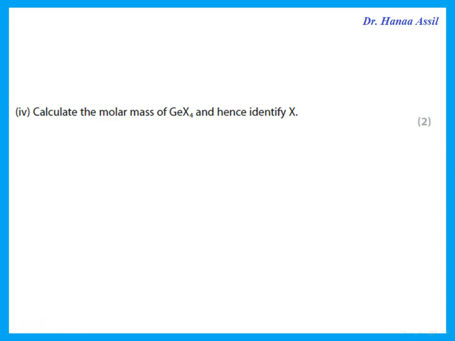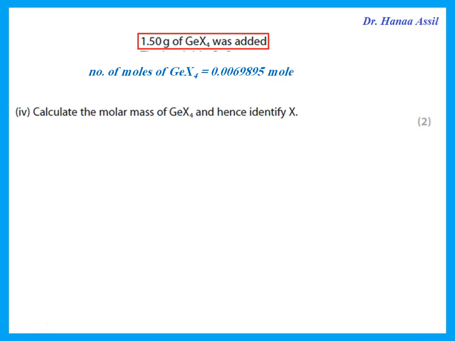Then he says, use all of that to calculate the molar mass of GeX4. Remember, we don't know what is X. We're trying to find out what is X. So what do we know so far? This is the mass that he put, 1.5 grams. This is the number of moles that we calculated. So I can use all of that to get MR. MR is mass over the number of moles. So the mass is 1.5 over the number of moles. This gives me a total MR of GeX4, 214.6.